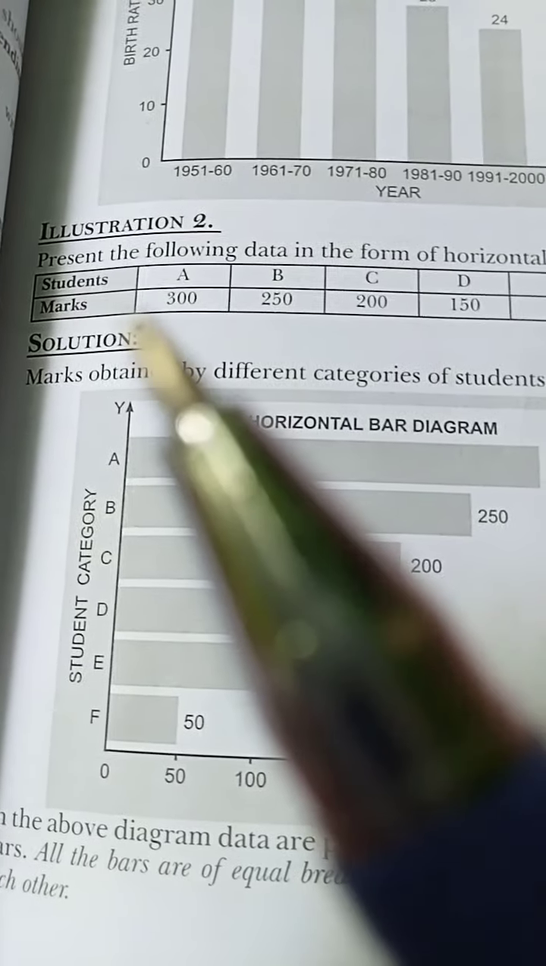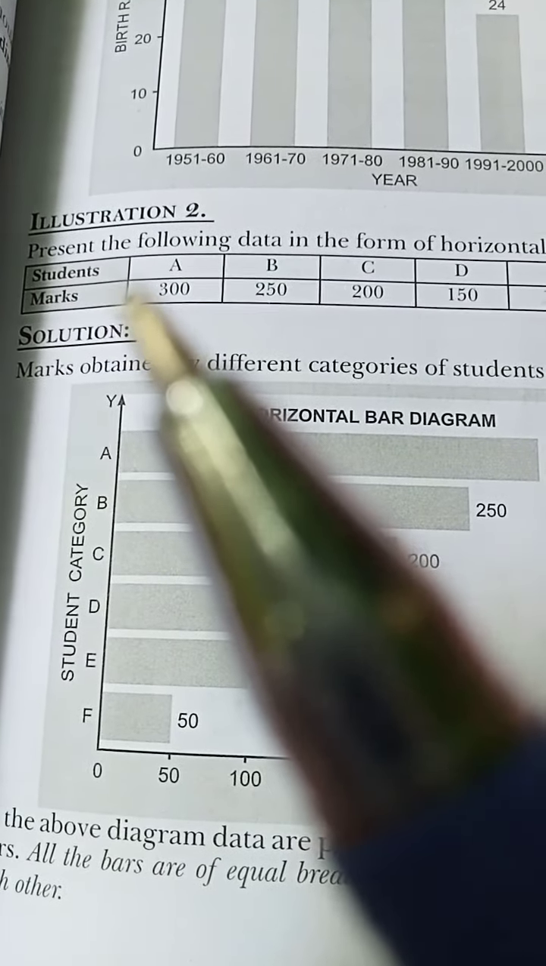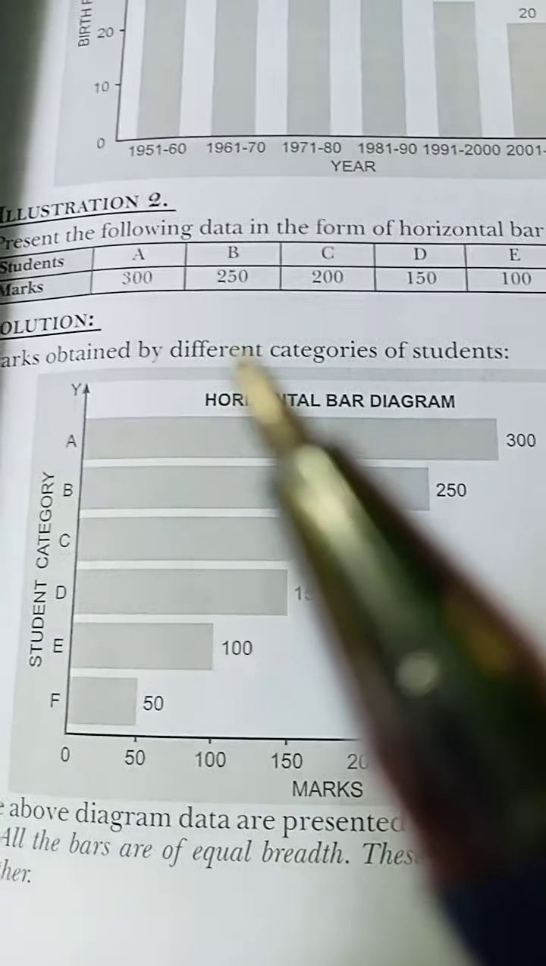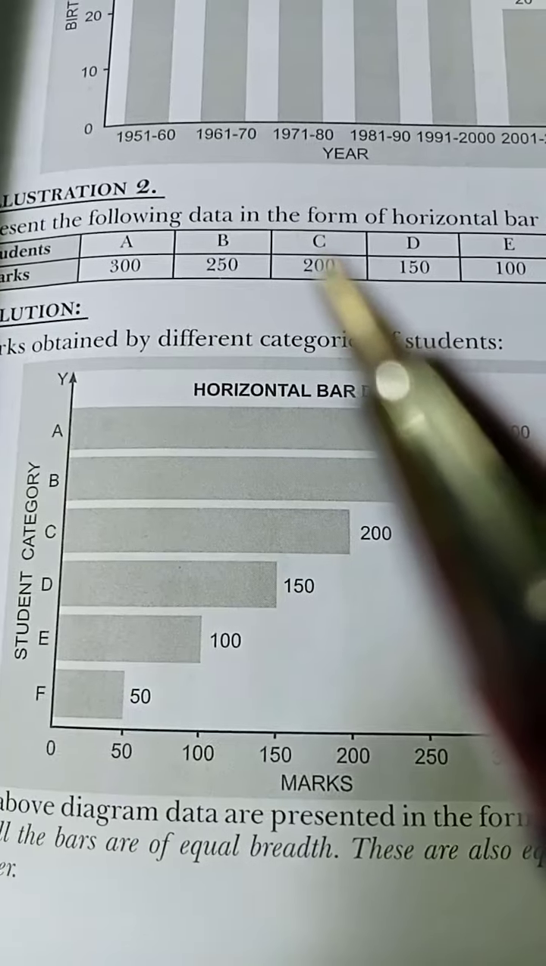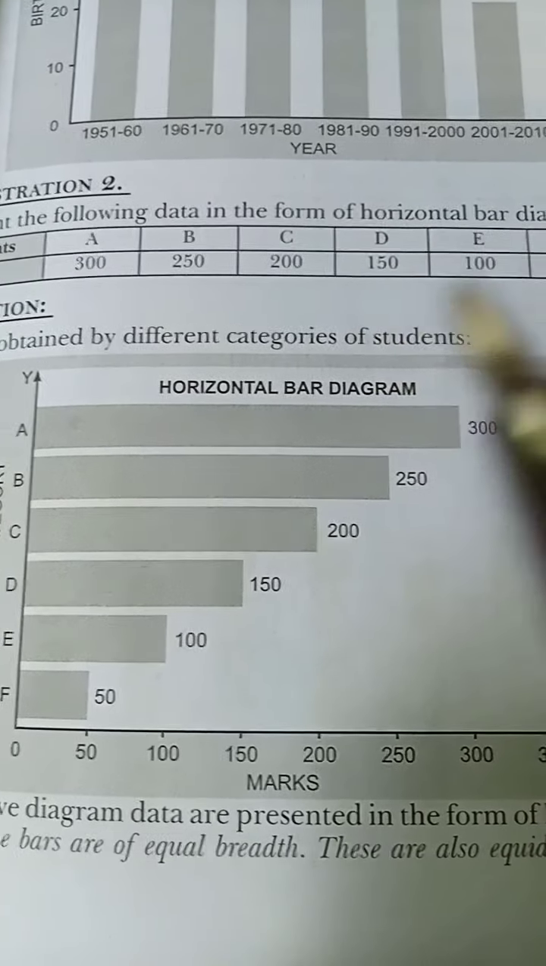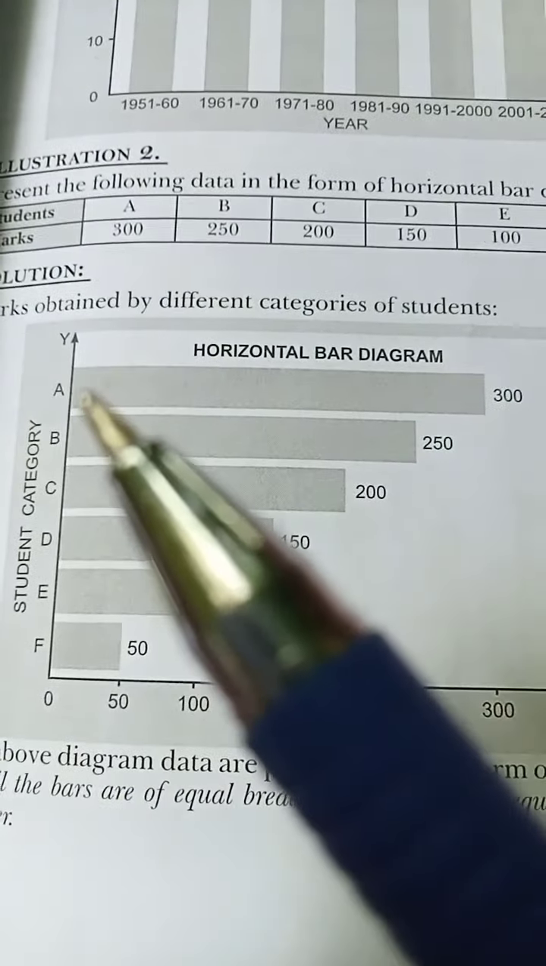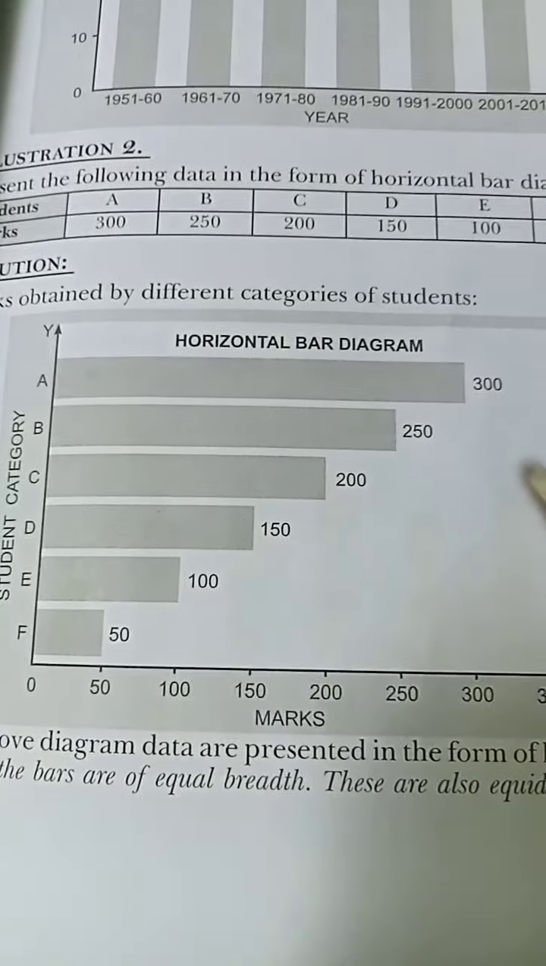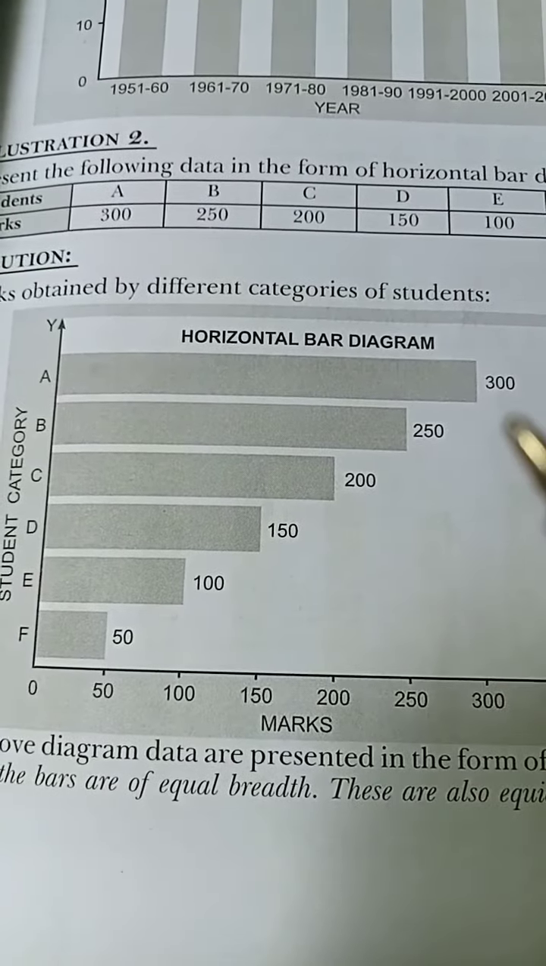Here the marks are shown. Students and marks. A's marks is 300, B's marks is 250, C's marks is 200, D's is 150, E's is 100, F's 50. Here it indicates horizontally. Breadth shows the student, and length shows the marks of the student.